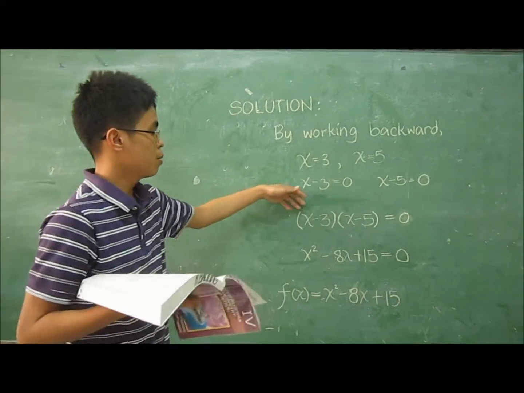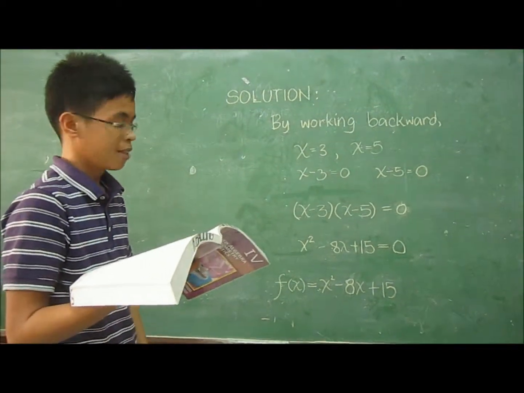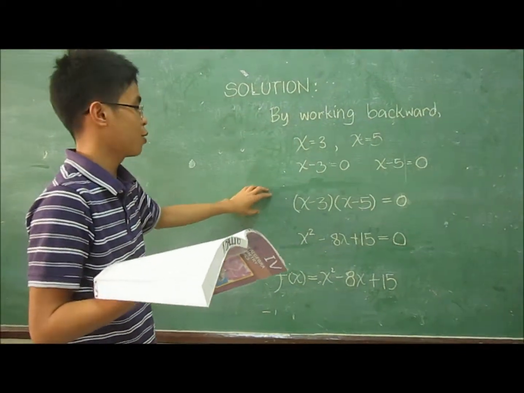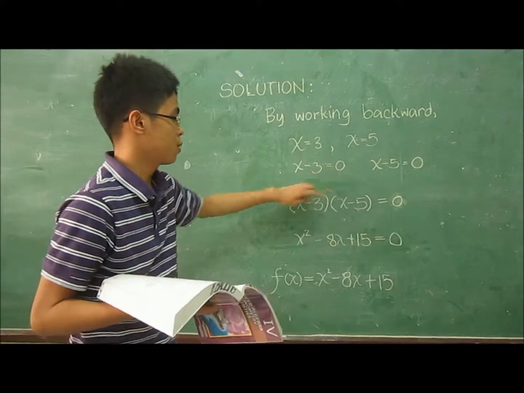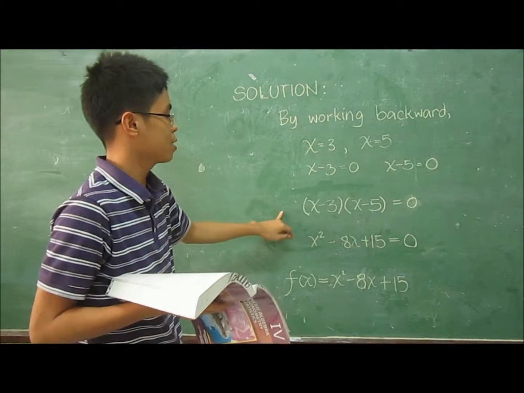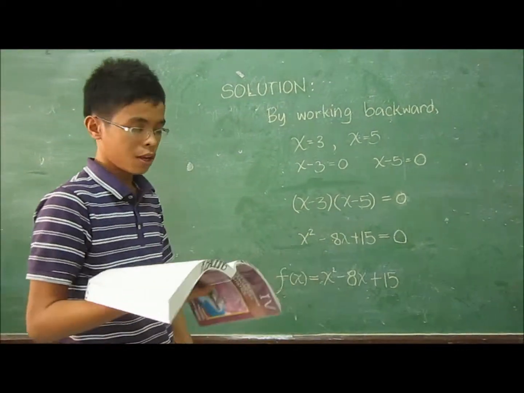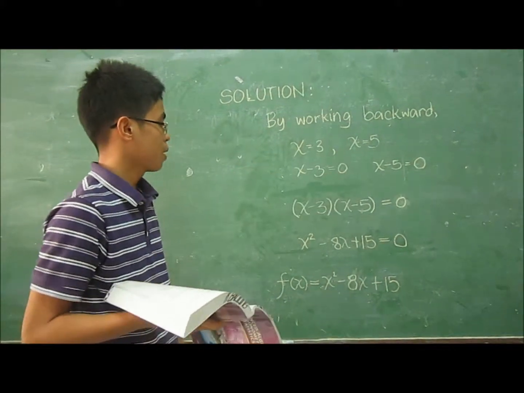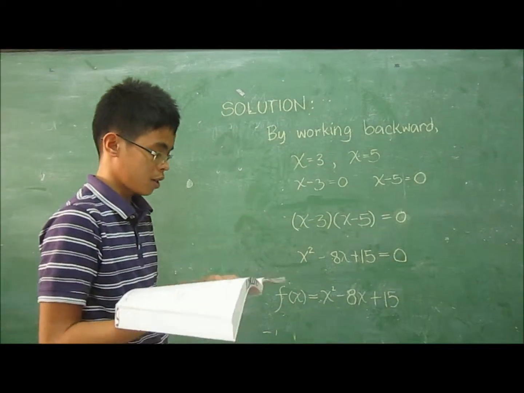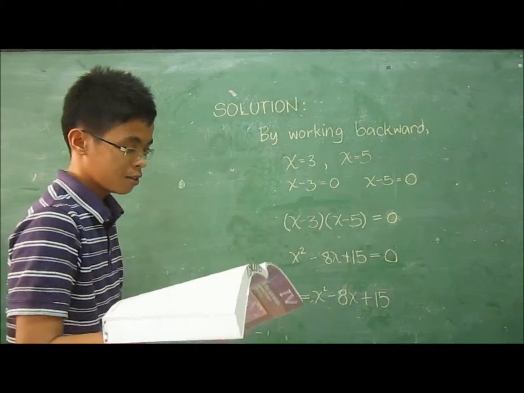Put them in factor form. (x - 3)(x - 5) = 0. Then multiply this using the FOIL method. x times x is x squared, x times negative 5 is negative 5x, negative 3 times x is negative 3x, which combined is negative 8x, and negative 3 times negative 5 is positive 15, until you arrive at a quadratic equation x squared minus 8x plus 15 equals 0.